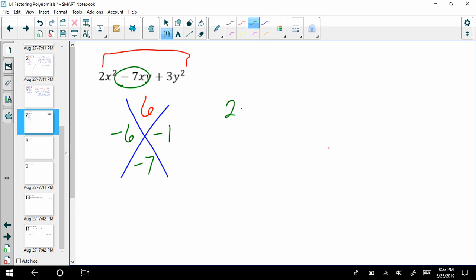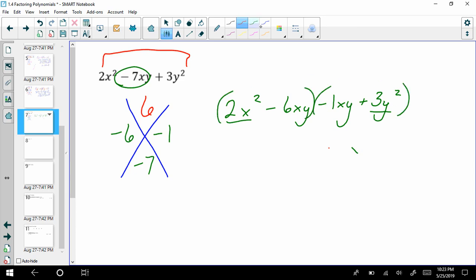So I'm going to rewrite it. 2x squared. The middle set will be a negative 6xy minus 1xy. Again, I leave the first and last. It's the middle that's getting rewritten. Group. So from the first group, I can definitely take a 2 and an x. They both have at least an x. So I'm going to take a 2x.